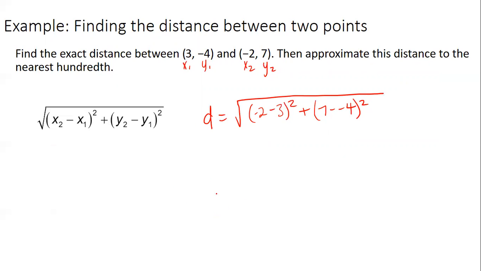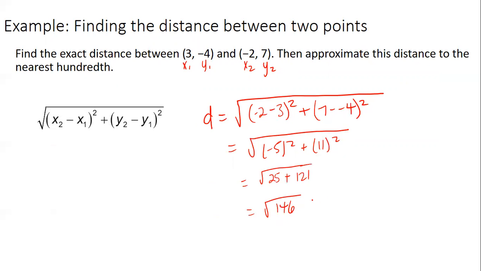Feeling some familiarity yet? So we keep going, and we have -2 minus 3 is going to give us -5. We have 7 minus -4, which is going to give us 11. When you square a negative, it becomes a positive. And we're now at the square root of 146. And we're going to find that approximate value by typing it into the handy dandy calculator.